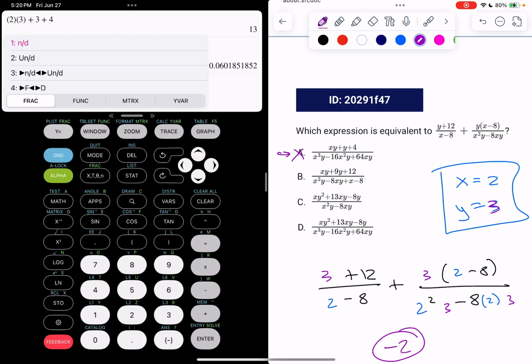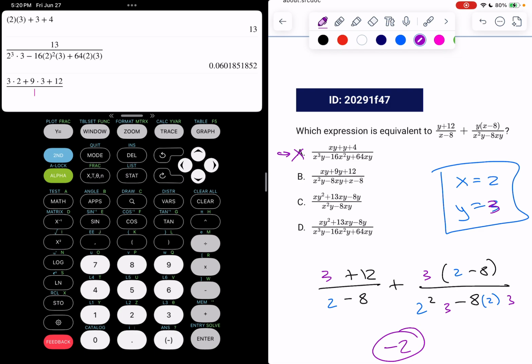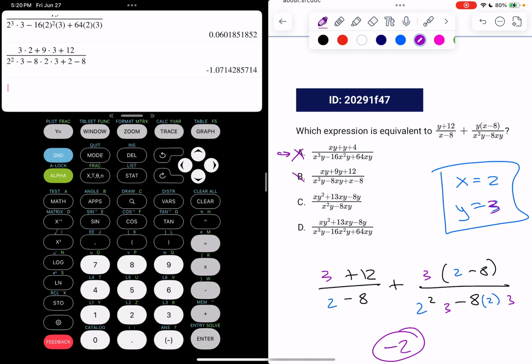Let's grab our little fraction bar. In our numerator, we have 3 times 2 plus 9 times 3 plus 12. And in our denominator, we have 2 squared times 3 minus 8 times 2 times 3 plus 2 minus 8. Not that guy either. All right, for the next guy, let's grab our fraction bar. You might be thinking, Donna, this is taking forever. And it's like, yeah, it kind of is. But guess what? We're definitely going to get the answer because we're using plug-in.